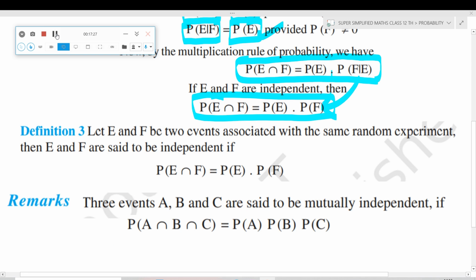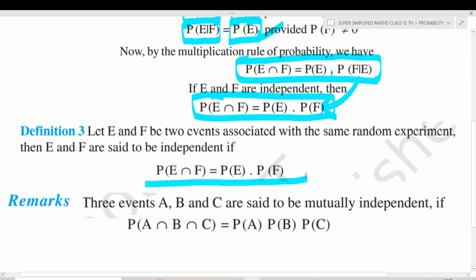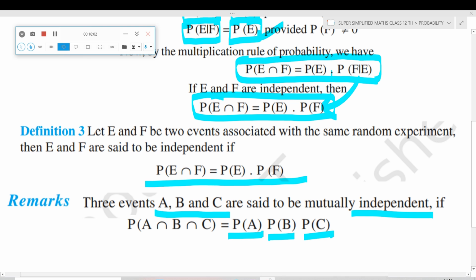So here we have the formal definition of two independent events. Let E and F be two events associated with the same random experiment. Then E and F are said to be independent if the probability of E intersection F is the same as the probability of E into the probability of F. And this definition can be extended to more than two events also. Suppose we have three events A, B and C. They are called mutually independent if the probability of A intersection B intersection C is the same as the probability of A into the probability of B into the probability of C.